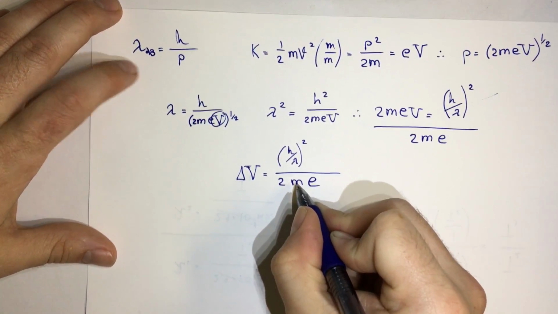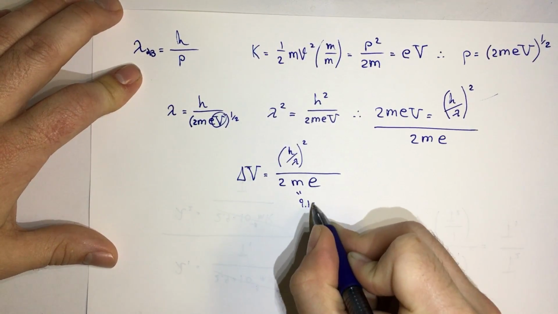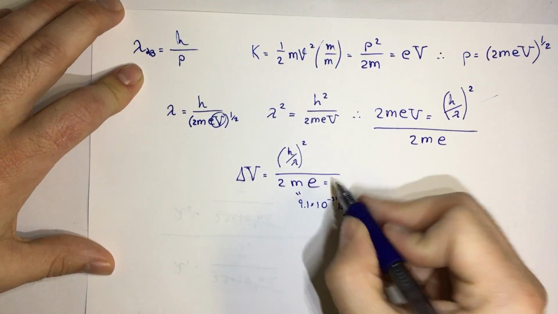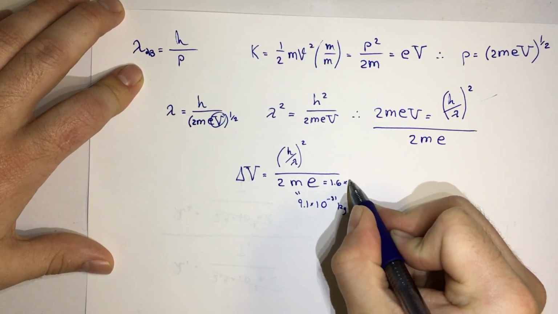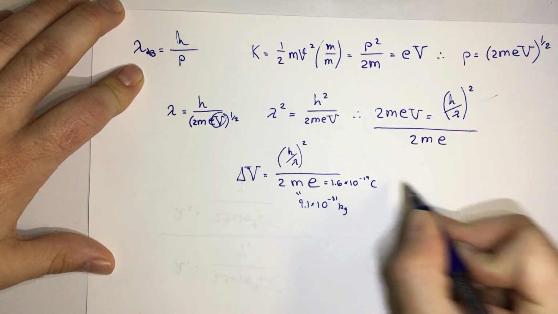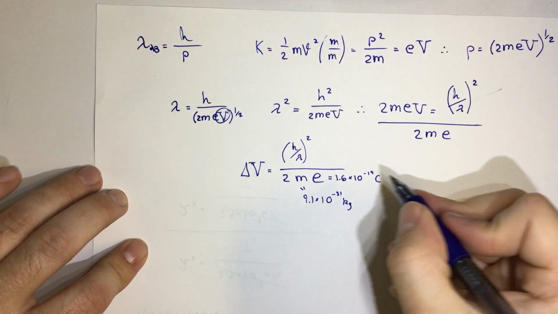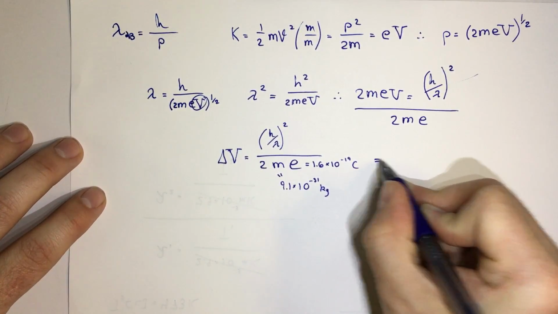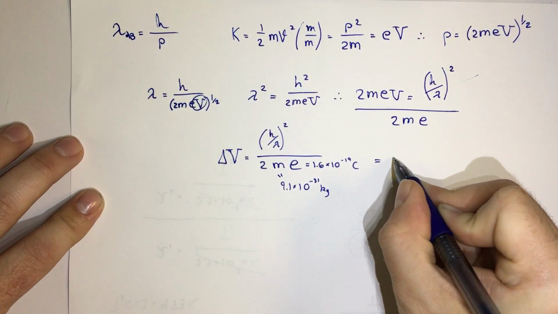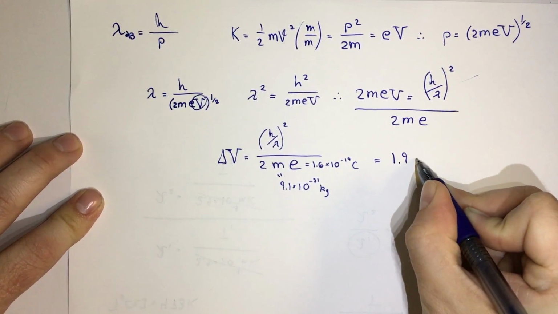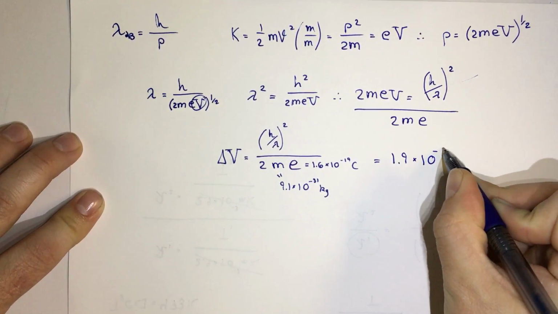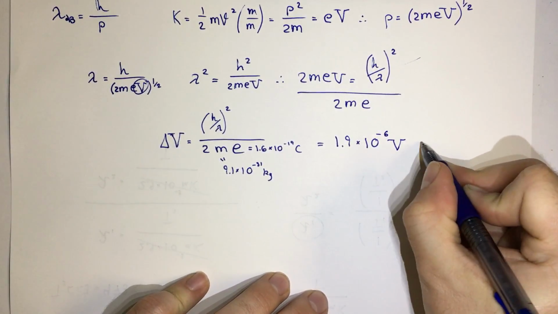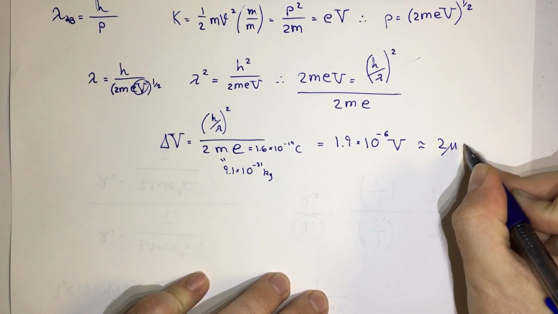So we have our m, mass of the electron, is 9.1 times 10 to the negative 31 kilograms. Our electronic charge is, of course, 1.6 times 10 to the negative 19 coulombs. We have h, we have our lambda, and it's a little bit of a mess to plug it in our calculator, but once we solve, we find that our V is going to be equal to about 1.9 times 10 to the negative 6 volts. That is a very small voltage. So we can say it is about equal to 2 microvolts.